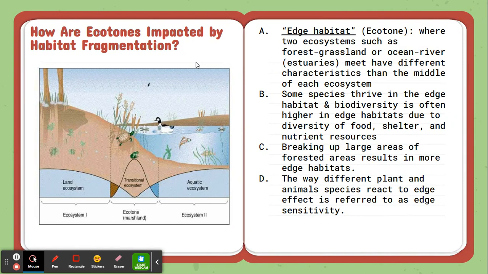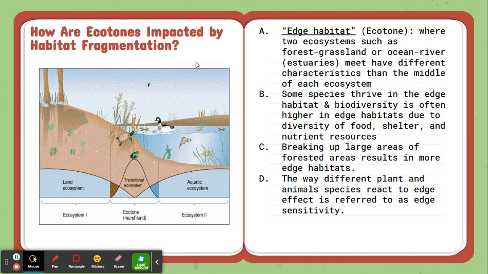Now, what about organisms that kind of live along an ecotone, or what's called an edge habitat? So these are where two habitats kind of overlap, so almost like a forest grassland type situation, or even like an ocean river, like an estuary would be a good example of that, right? So what happens to those types of species? Well, lots of ones that are specialized to live in those areas tend to have high biodiversity because we see a variety of food and resources for them.